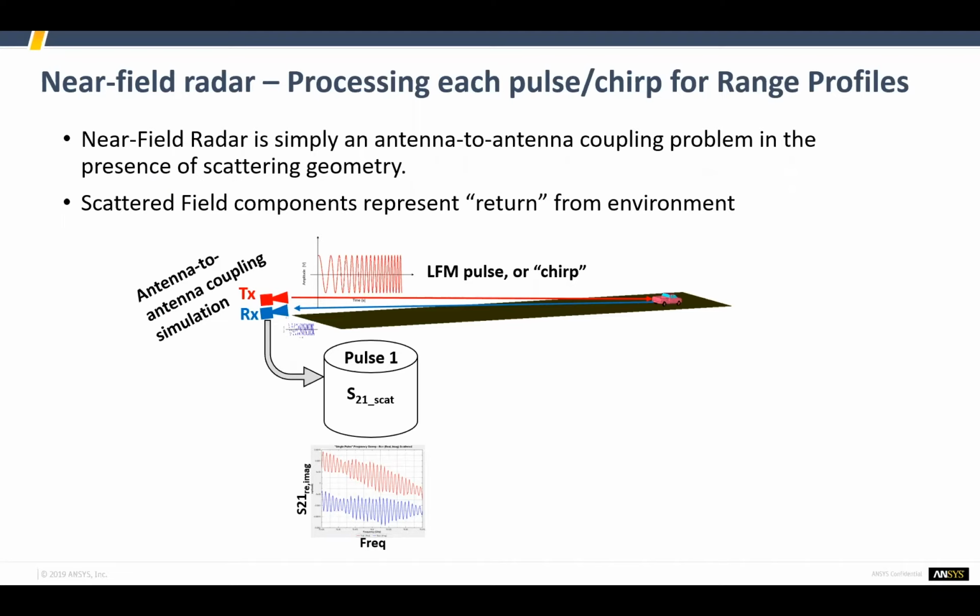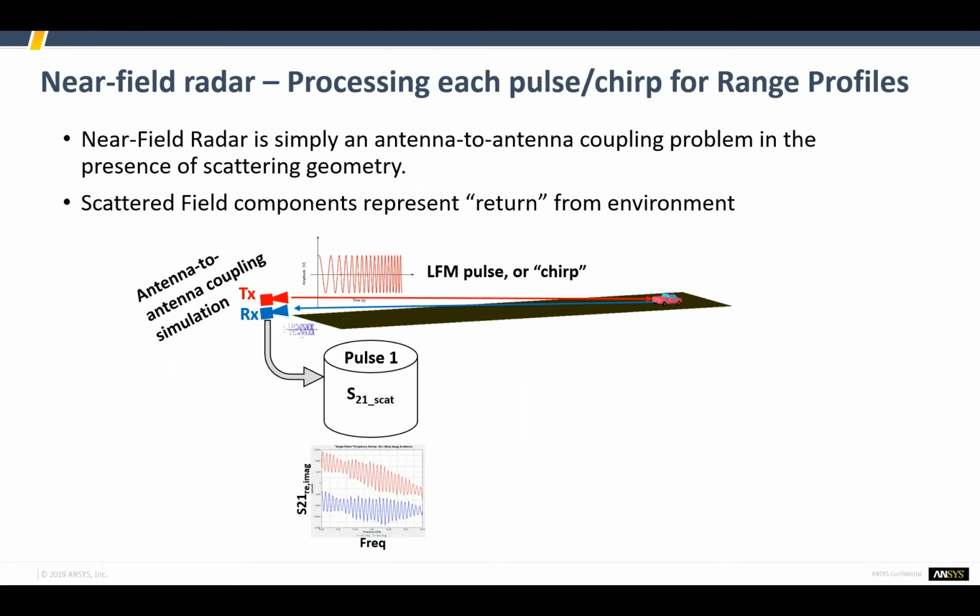And what that really is, it's an antenna-to-antenna coupling problem, right? And it's in the presence of scattering geometry. Obviously, if there was no scattering geometry, this would be a pretty easy calculation. We can use things like Friis transmission equation if these things were just in free space in the line of sight, but this is not the case. So we need to do a little bit more complicated things because now we need to look at the scattered field because that represents a return from the environment.